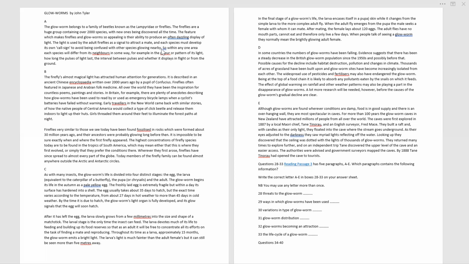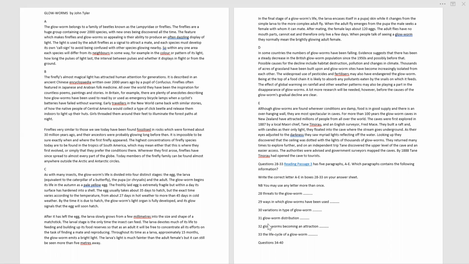So they're talking about the variations of the glow worm. Like there are fireflies, there are beetles, there are glow worms, right? And there are different species. They need to have their own call sign. So within any one area, each species will differ from its neighbor in some way. For example, so how there are variations in the types. These are the ways. So that's what they are talking about in the A paragraph.